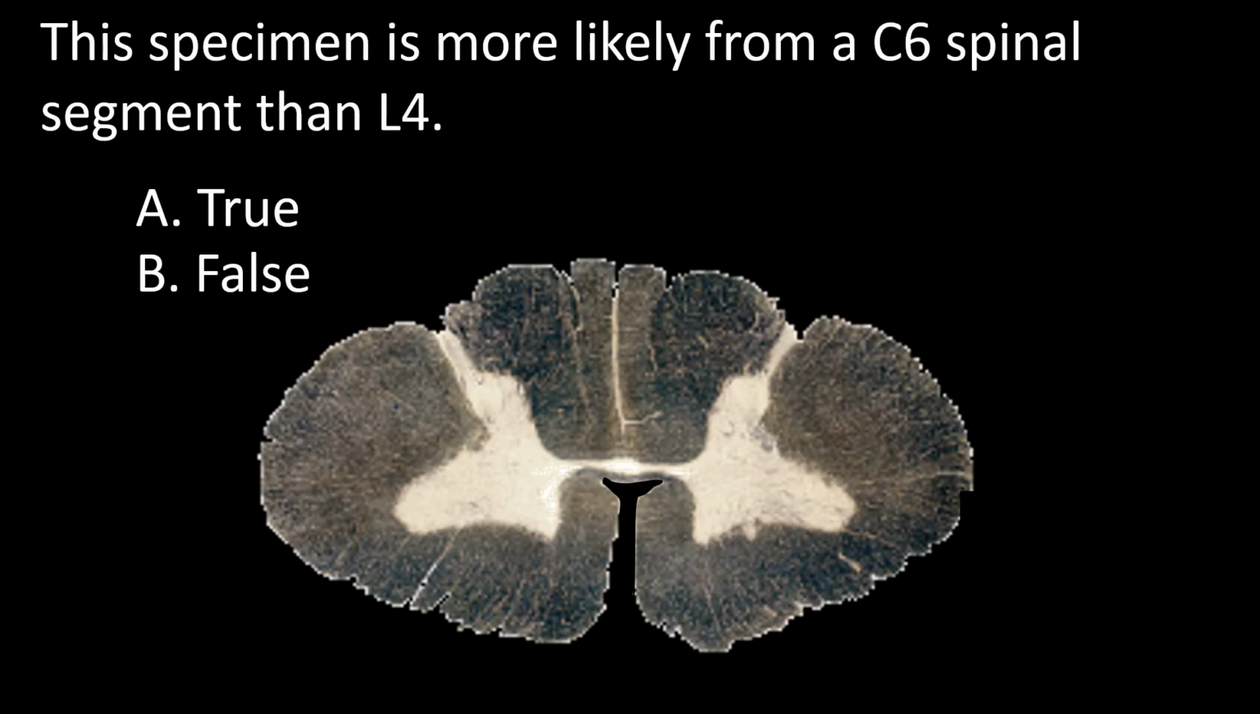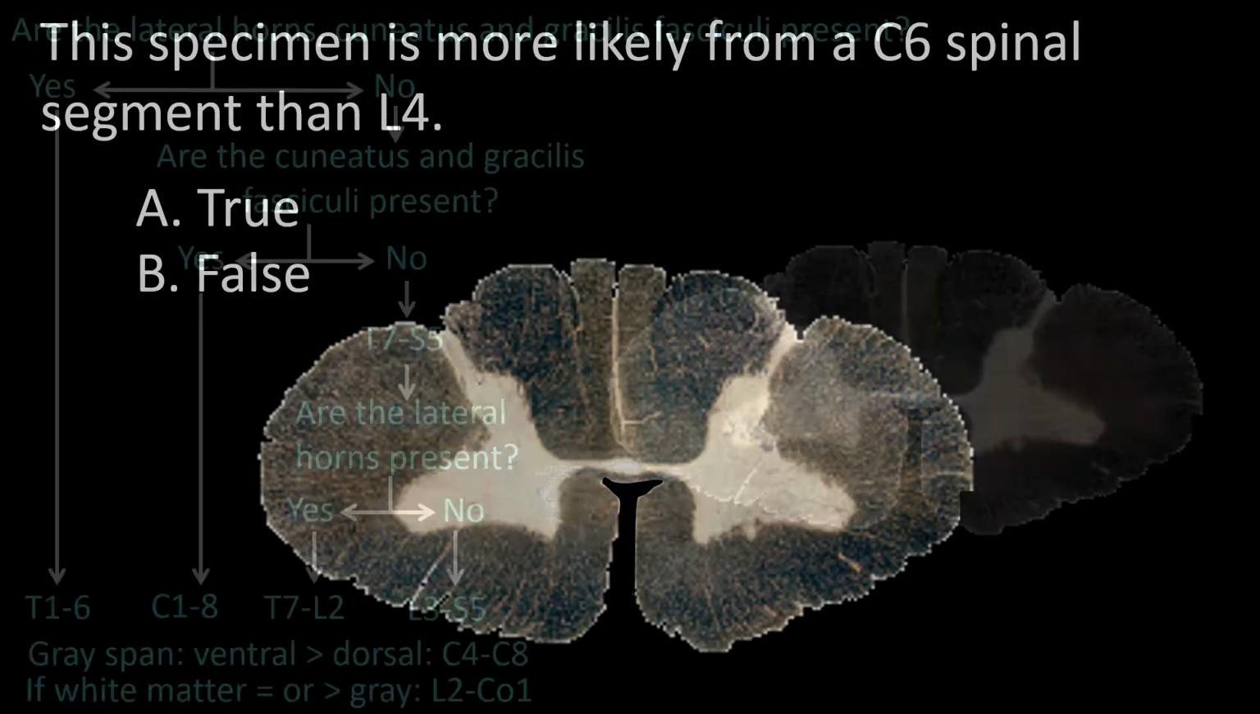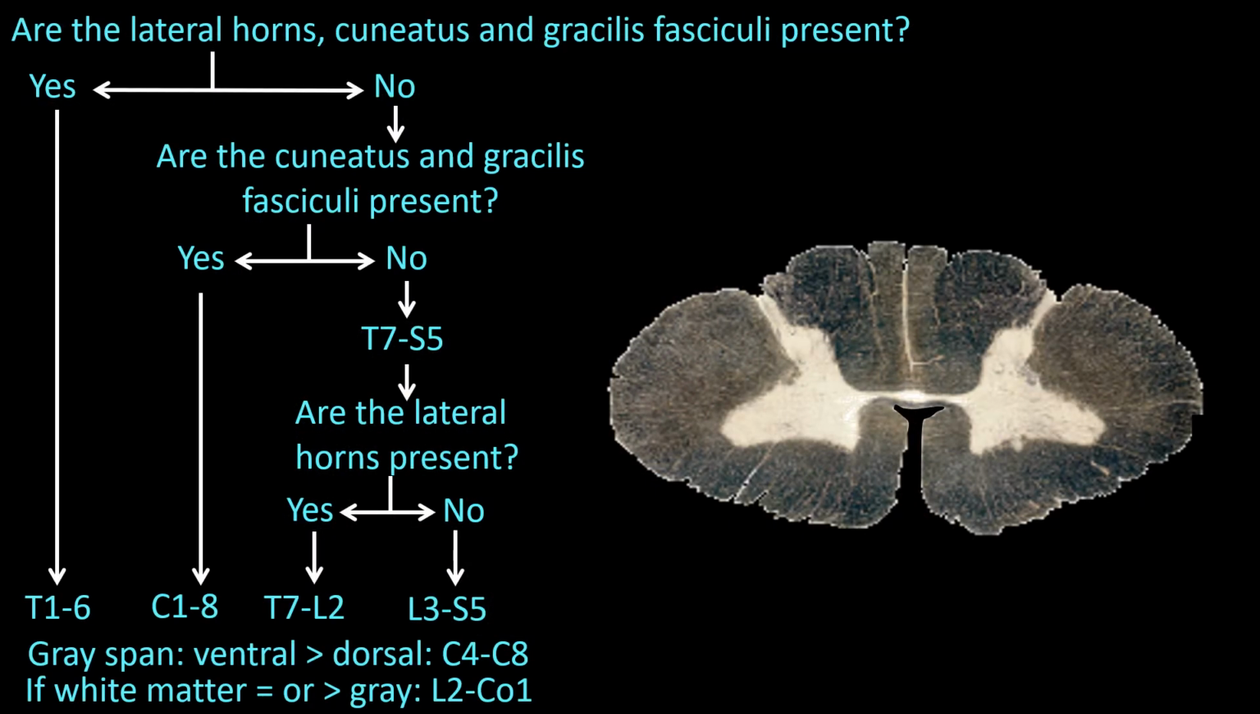Next question. This specimen is more likely from a C6 spinal segment than an L4 spinal segment. A true, B false. The algorithm presented here is helpful to determine the spinal cord level presented in this question.